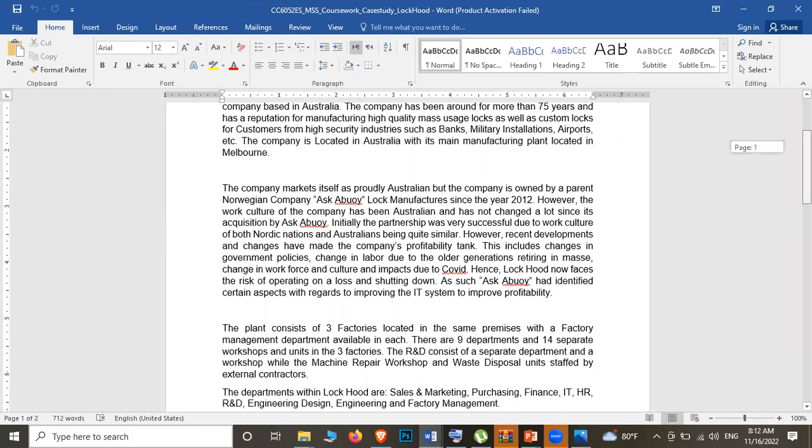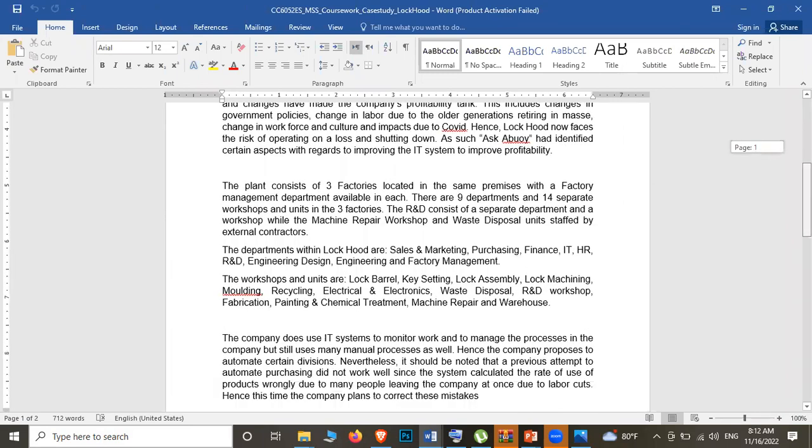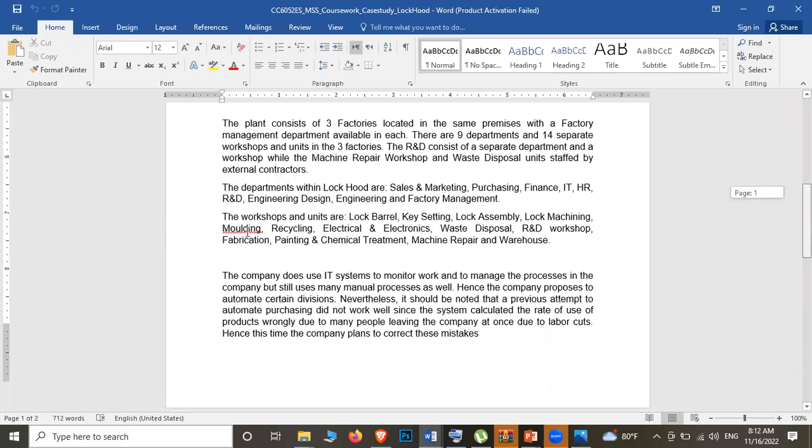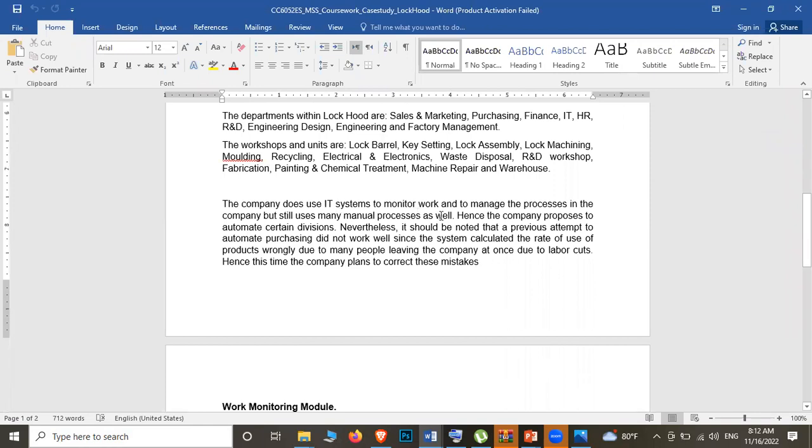Okay, look, there are plants, 3 factories. In the 3 factories they have 9 departments, 14 separate workshops, all the things they have given. And currently they are using an IT system, it seems, but still it is not working well. Hence the company proposed to automate the current system of certain divisions. Nevertheless, it should be noted that the previous attempt to automate the purchasing did not work well.